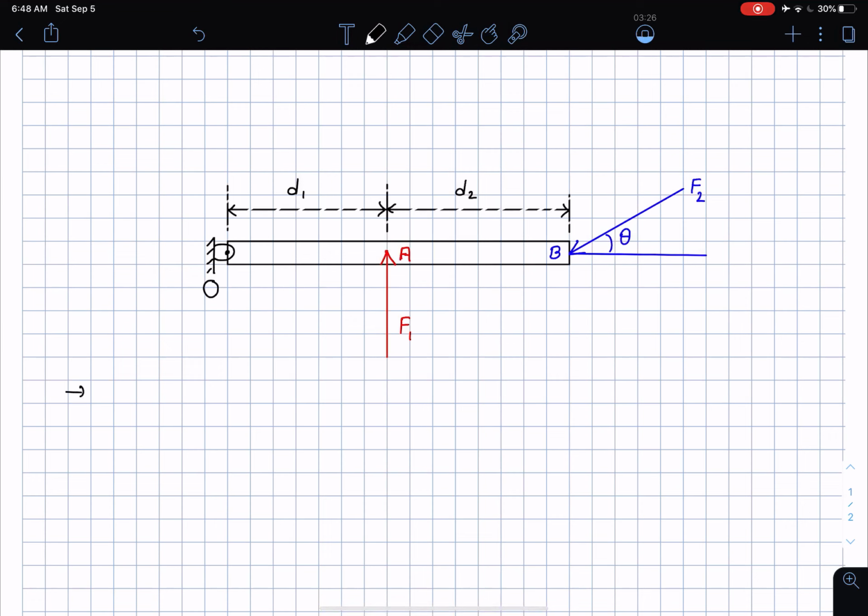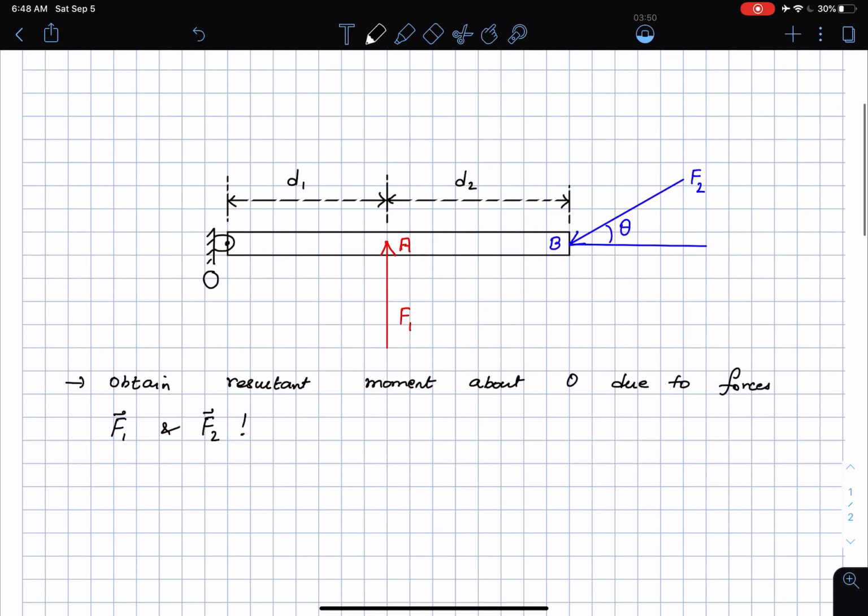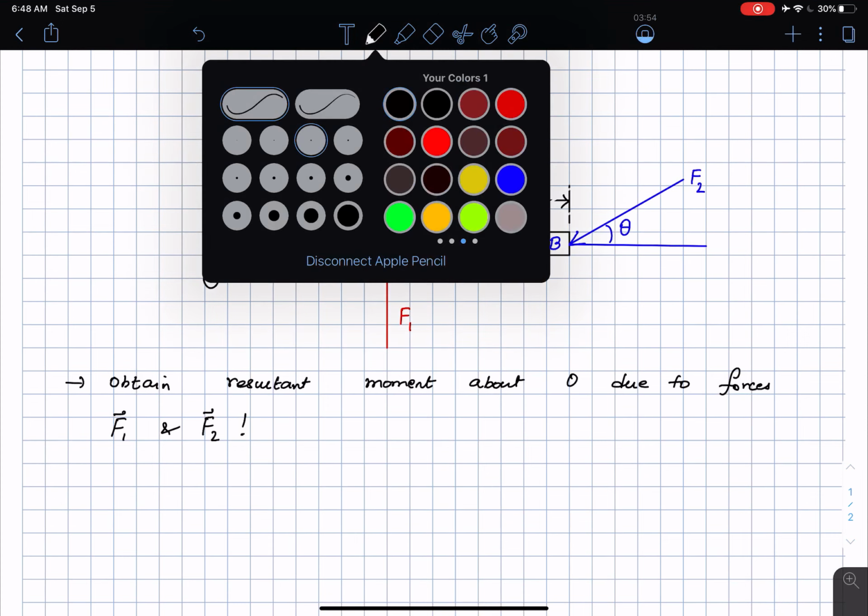So obtain the resultant moment about the point O due to forces F1 and F2. And this is of course a two-dimensional problem, so I'm going to set up a coordinate frame which I'm going to call as the following.